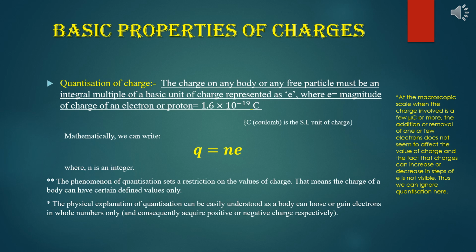So basically it puts a fundamental restriction on the values of charge. What it means is that the charge of a body can have only certain defined values, it cannot take up any random value as such. Now how can we explain this?